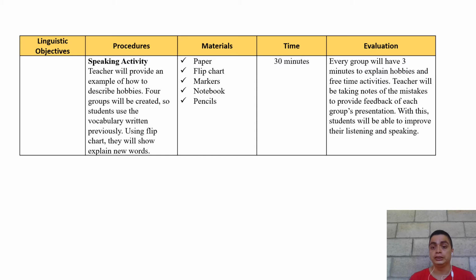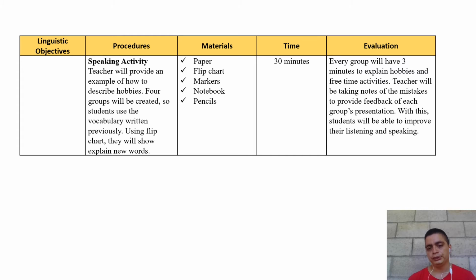I will just pay attention when they speak, because I want them to speak a lot. So for this, I have a paper, flip chart, markers, notebooks, and pencils. Those will be my resources. And it will take 30 minutes because there are 4 groups and we need time for them to speak.